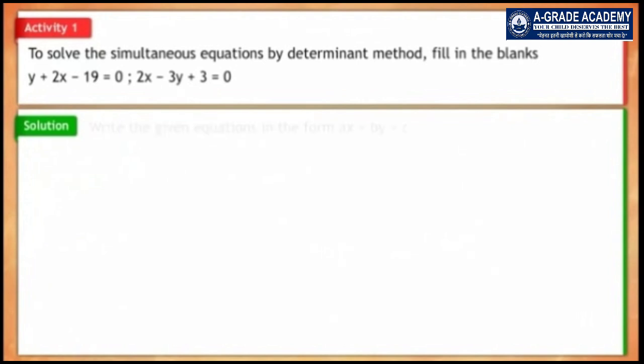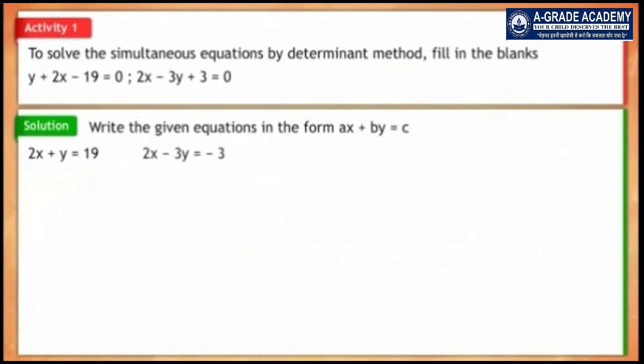Solution. Write the given equations in the form ax plus by is equal to c. 2x plus y is equal to 19. 2x minus 3y is equal to minus 3.